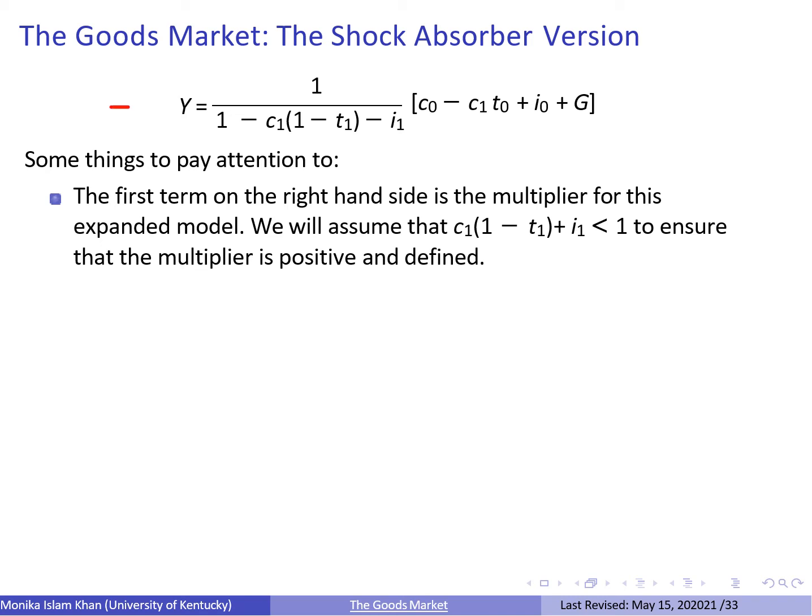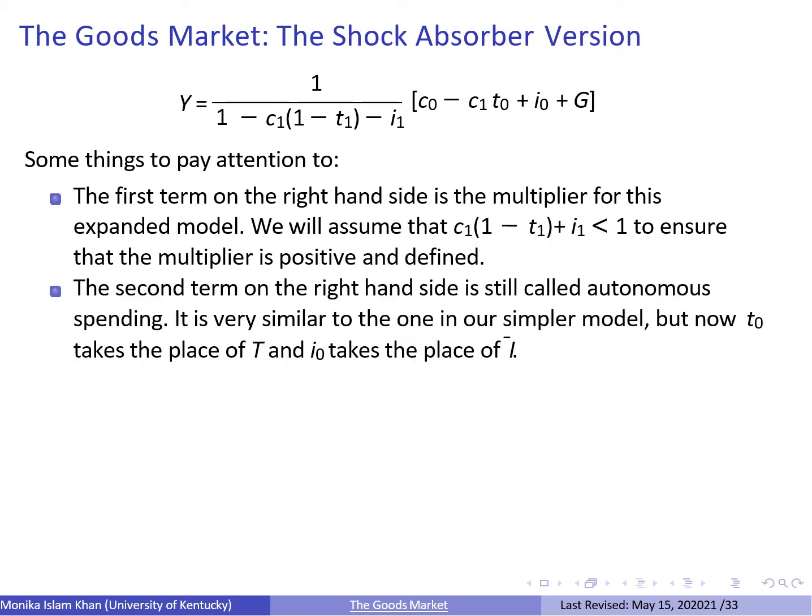Okay, so again, this is the equilibrium output that we found from this model, and this is the multiplier associated with the model. Now, the first thing that we have to ensure is that the multiplier is positive and defined. In order to do that, we have to assume that this part of the multiplier is less than 1. And this part of the equilibrium output is autonomous spending. It looks a little different from the one that we had done before.